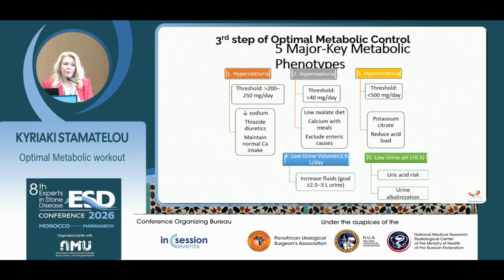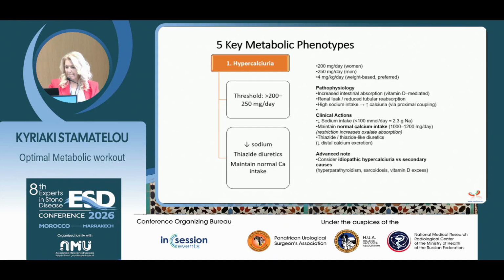But what is the third step? The third step is the attribution of the clinical phenotype. So there are 5 key phenotypes: hypercalciuria, hyperoxaluria, hypocitraturia, low urine volume, and low urine pH. These are the key metabolic phenotypes. I'm not saying they are the only ones, but they are the key metabolic phenotypes.